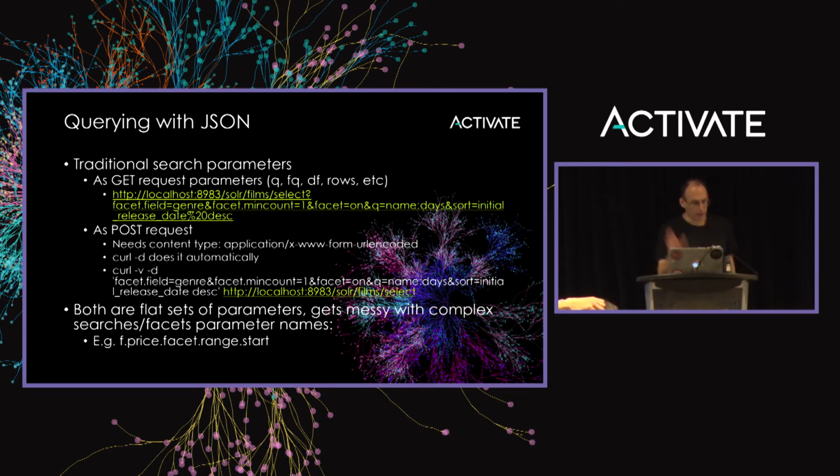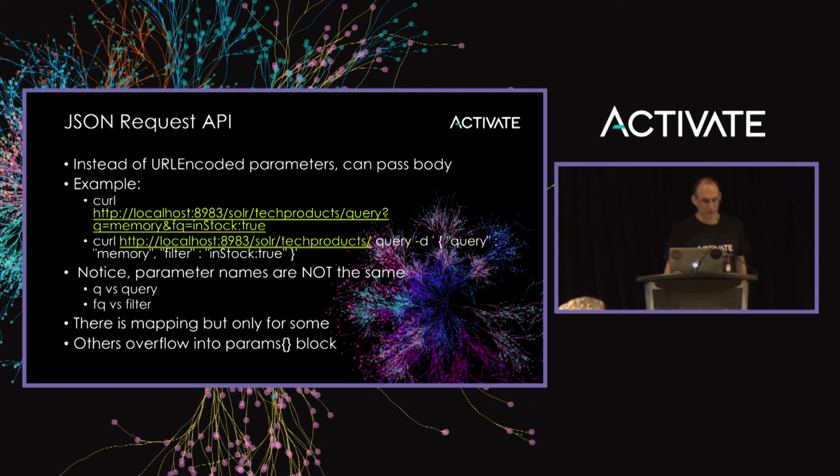Okay, but so that's good. You have get and you have post, but they're both flat. So they're just your standard old list of parameters, right? And it gets messy with very long parameter names and all these things. So there is more. We now have something called the JSON request API. And so instead of the URL encoded parameters, you can pass a JSON body, right?